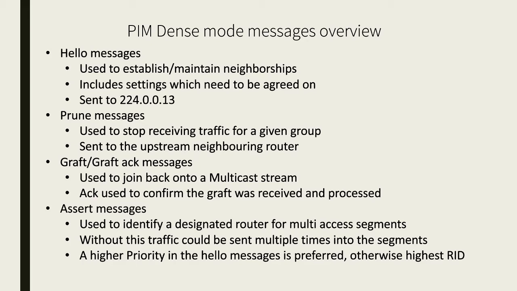Now we also have an assert message, and that's a little bit more theoretical to a certain degree, and that is used for those multi-access segments to actually identify which device should be a designated router. Very much similar to what is called a designated router within OSPF. If you have a multi-access segment, then you can set up a specific designated router so that only that router will send traffic in those specific use cases.